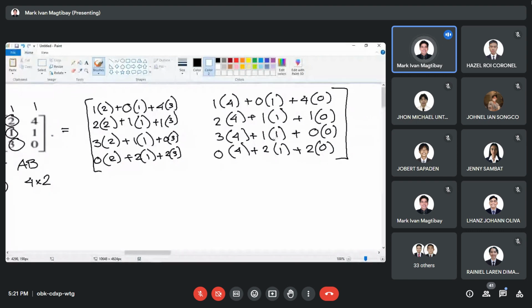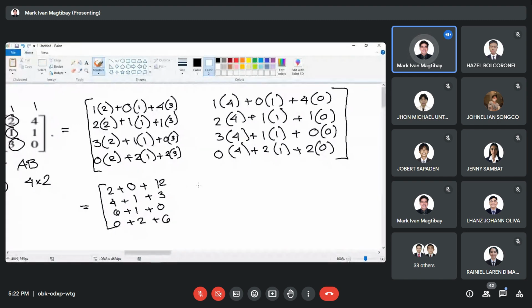So, simplify lang po natin lahat yan per element. Okay? Simplify lang po. So, 1 times 2 is 2. 0 times 1 is still 0. Plus 4 times 3 is 12 po natin. Okay? The next po, 2 times 2 is 4. 1 times 1 is still 1. 1 times 3 is still 3 po. Next po, 3 times 2 is 6. 1 times 1 is 1. 0 times 3 is 0 po. Next po, 0 times 2 is 0. 2 times 1. And then 2 times 3 is 6 po.